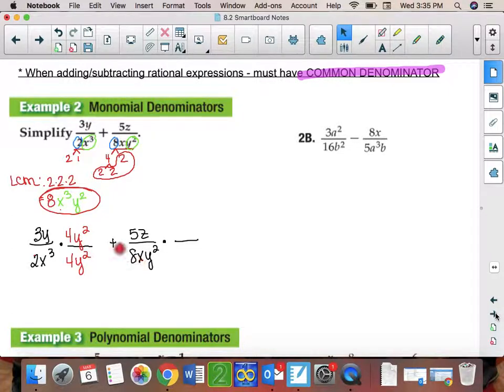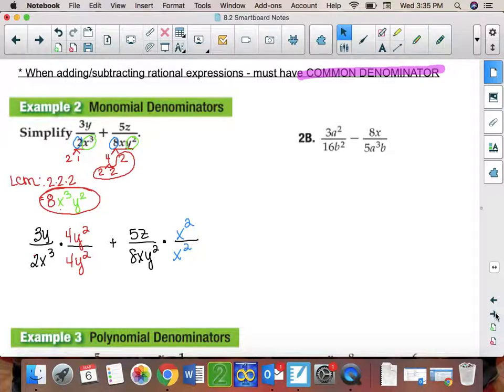I have 1x, but I need it to be an x cubed. So I need to multiply by x squared to get it to become x cubed, because remember, when I multiply powers with the same base, I add my exponents. And then I already have a y squared here. So here's my y squared, it's already there, which is what I need it to be. So I just have to multiply by x squared, top and bottom.